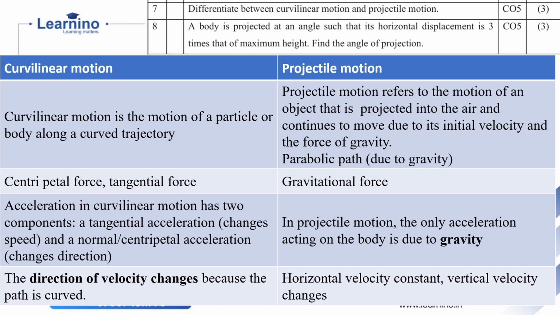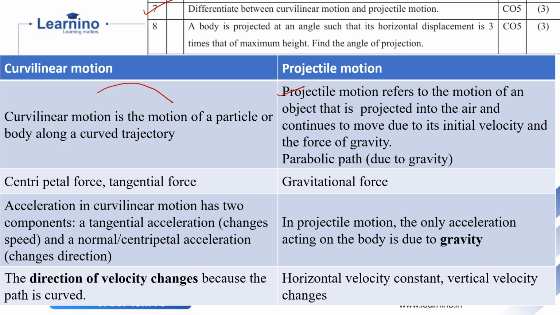Next question, differentiate between curvilinear motion and projectile motion. Okay, so what is curvilinear motion? Motion of a particle or body along a curved trajectory. So a car passing along a curve is an example of curvilinear motion. And what is projectile motion? Projectile motion means if I am projecting a body into the air and I am checking continuously its movement, that movement is known as projectile motion.